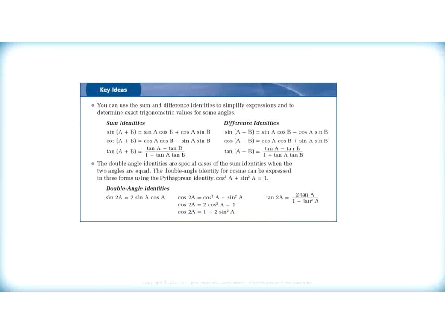Okay, again, key ideas. And this is exactly what we did in this lesson. We used the sum and difference identities to simplify expressions and determine exact values for some angles. We looked at a number of different angles and found the exact values of them. Again, there's your sum and difference identities. And we also used the double angle identities to determine the exact trig values. And that ends this lesson.